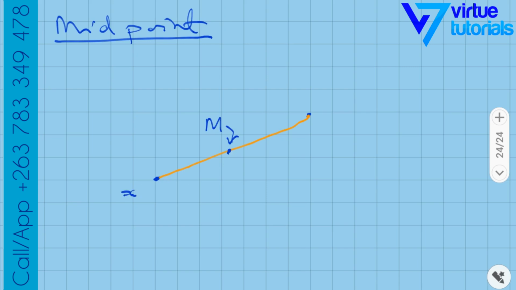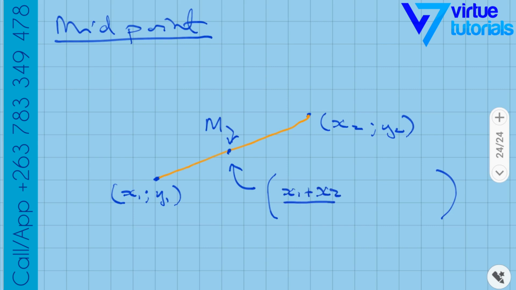Now again, if the first point is x1 and y1, and the last point is x2, y2, the midpoint will just have the x value being x1 plus x2 divided by 2, and the y value being y1 plus y2 divided by 2. So you add the x values, divide by 2, you get your x value for your midpoint. You add the y values, you divide by 2, you get your y value for your midpoint. Let's try an example.